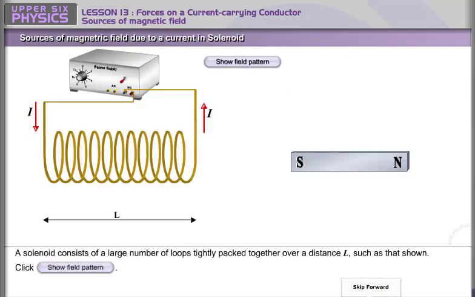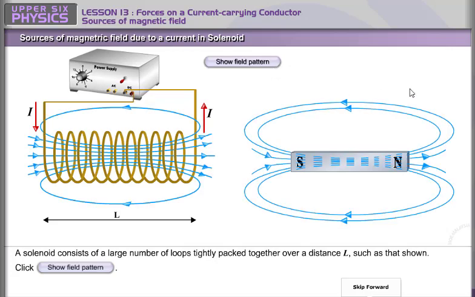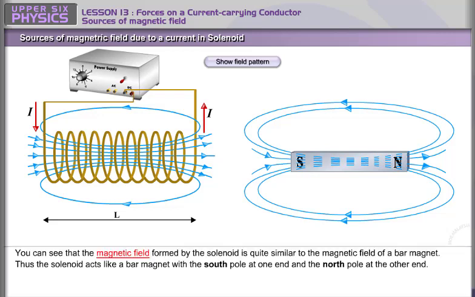A solenoid consists of a large number of loops tightly packed together over a distance L, such as that shown. Click the Show Field Pattern button. You can see that the magnetic field formed by the solenoid is quite similar to the magnetic field of a bar magnet. Thus, a solenoid acts like a bar magnet with the south pole at one end and the north pole at the other end.